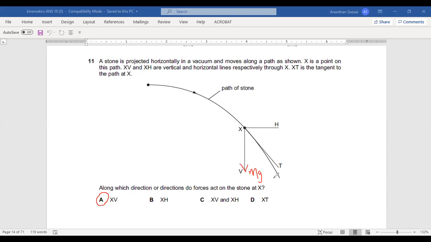Any problem here? So you cannot go for C, XV and XH. You are going for components. No components. The actual force is the weight. So it should be A.